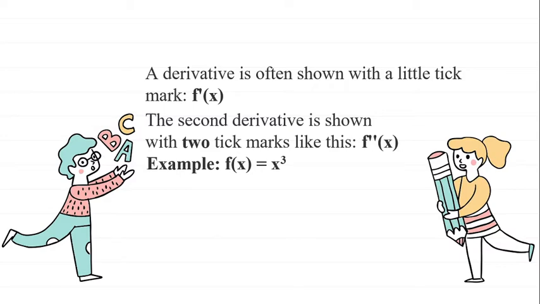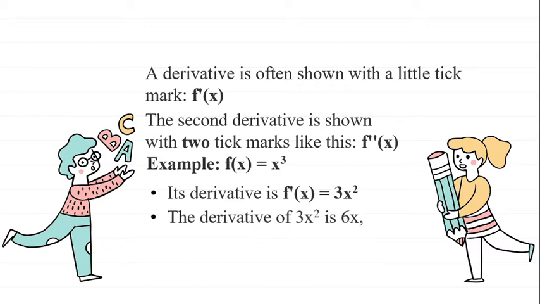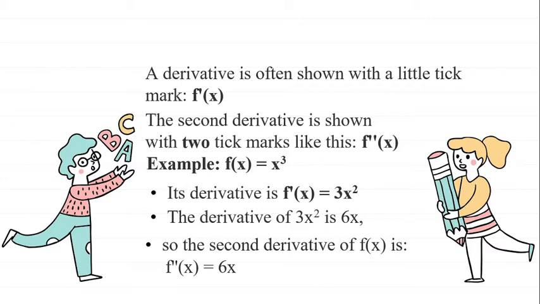Example: f(x) equals x cubed. Its derivative is f'(x) equals 3x squared. The derivative of 3x squared is 6x. So, the second derivative of f(x) is f''(x) equals 6x.